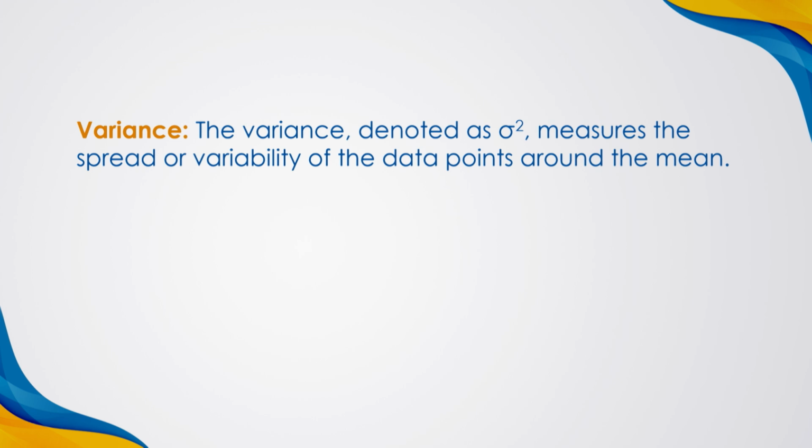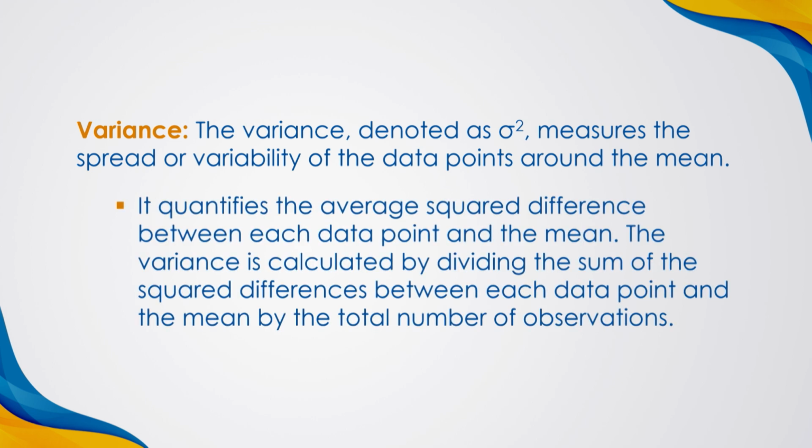The variance, denoted as sigma square, measures the spread or variability of the data points around the mean. It quantifies the average squared difference between each data point and the mean. The variance is calculated by dividing the sum of the squared differences between each data point and the mean by the total number of observations.